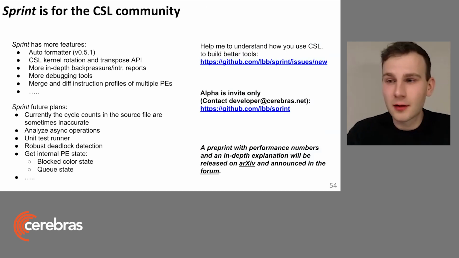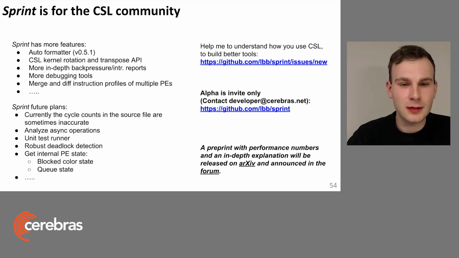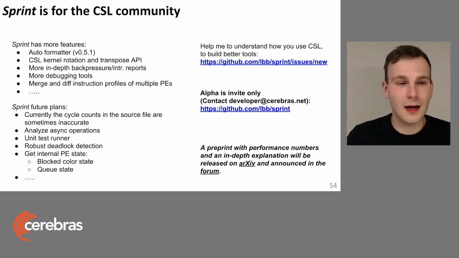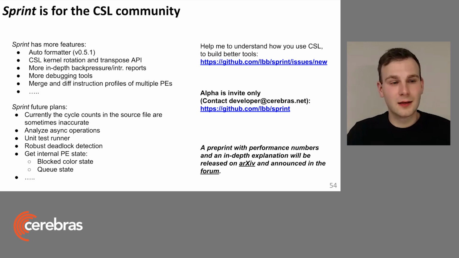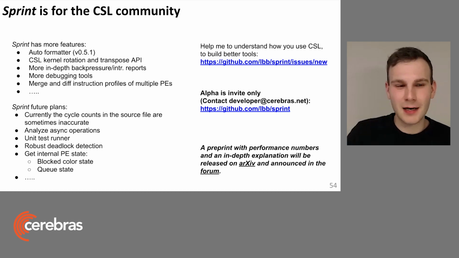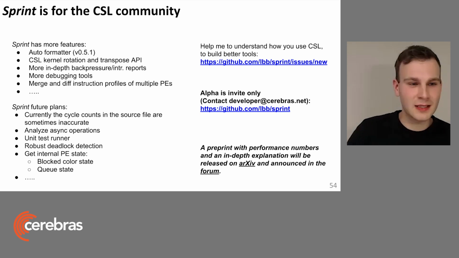So the Sprint library is not open source yet, but we wanted to open source it. And those were not all the features that are presented. So there are more features, but they didn't really fit into this presentation. So we have a small auto formatter. It is a bit buggy, and it only works for 0.5.1. I didn't have time to fix it yet.